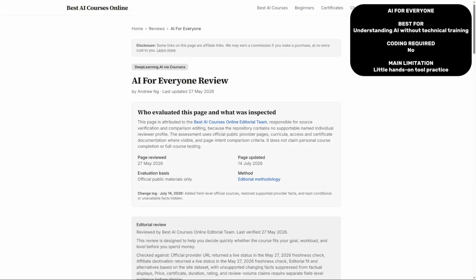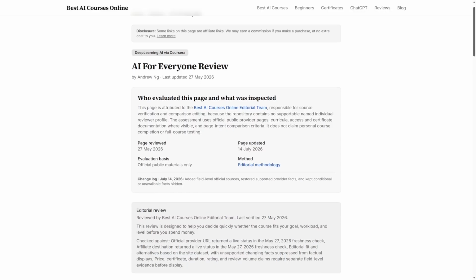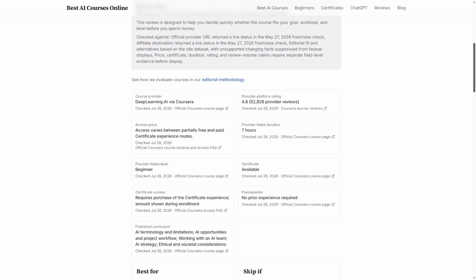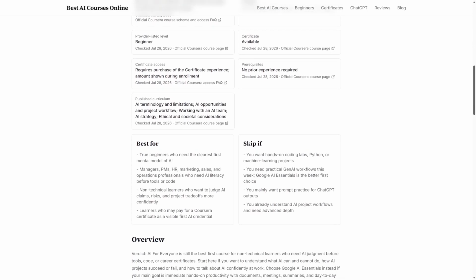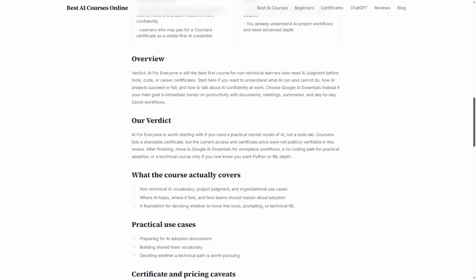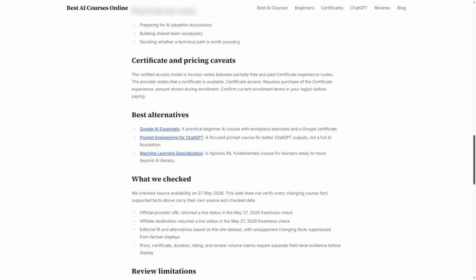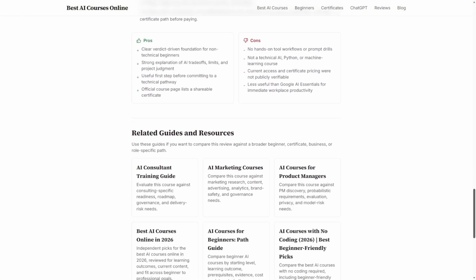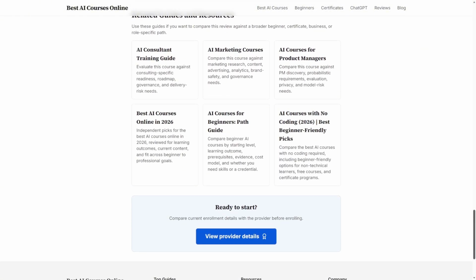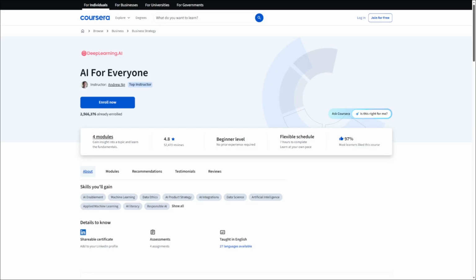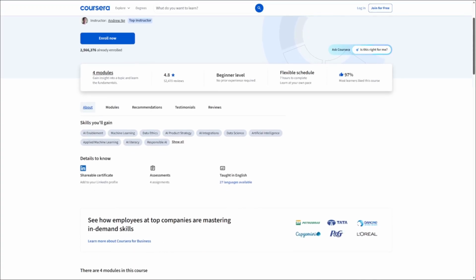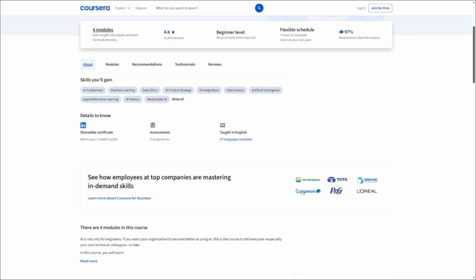My number 1 starting point is AI for Everyone by Andrew Ng and Deep Learning.ai on Coursera. This is the best option for a true beginner who wants a clear mental model of AI before touching tools or code. It explains common AI terminology, what machine learning can and cannot do, how AI projects work, how organizations can identify useful opportunities, and the ethical and social questions around AI. No coding background is required, and Coursera lists the course as beginner level with about 7 hours of material.